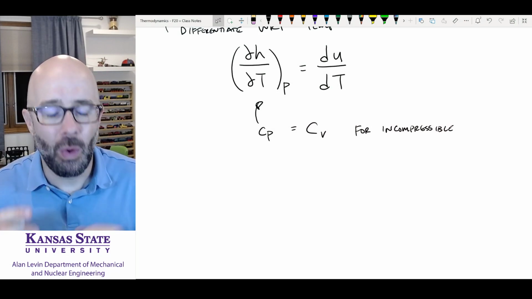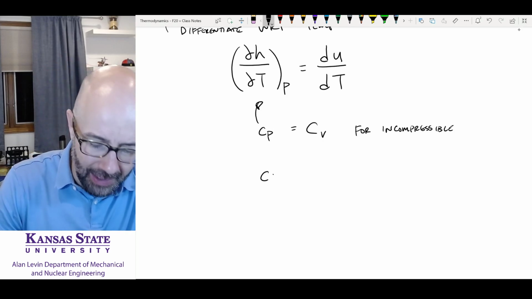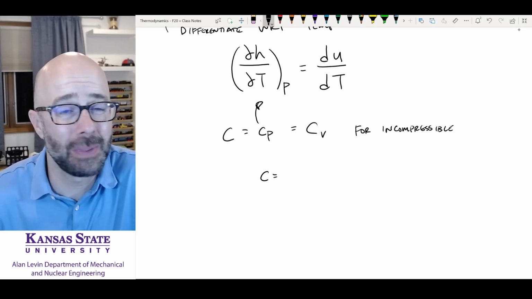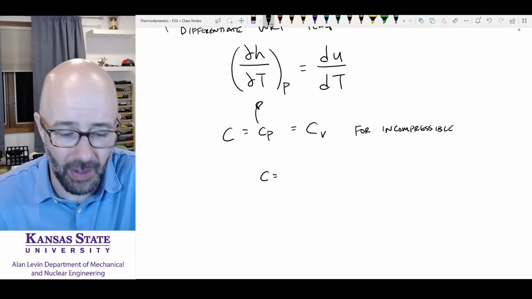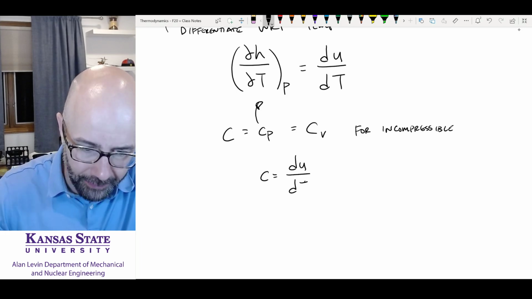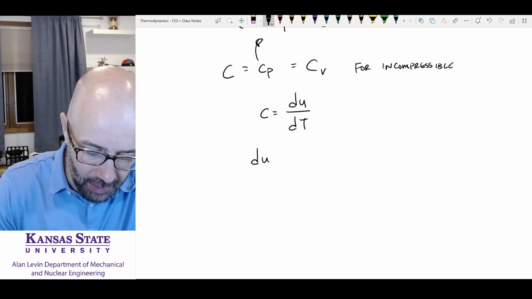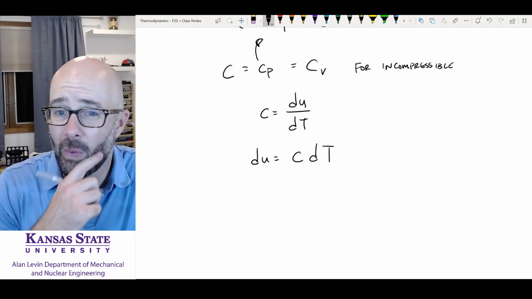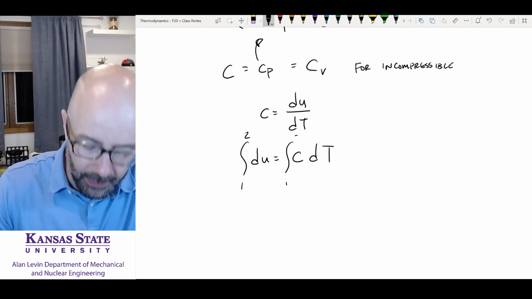So let's see, how are we going to use this? Well, we have said that the specific heat C, because I'm just going to call this C, I don't have to call it C sub P or C sub V. I'm just going to call it specific heat, because specific heat at constant pressure is equal to the specific heat at constant volume. C is equal to du over dt. Okay, I'm going to separate some variables here and say that du is equal to the specific heat times dt.